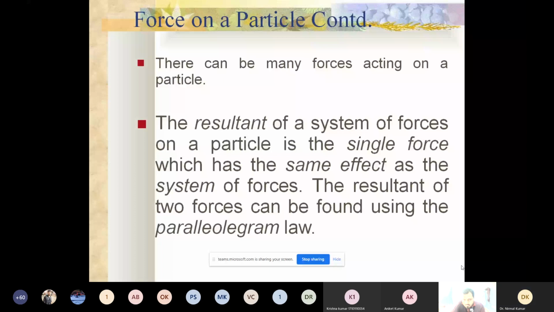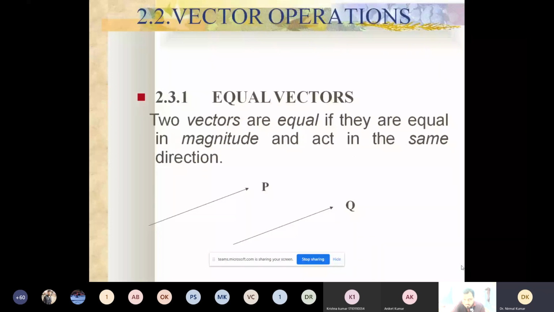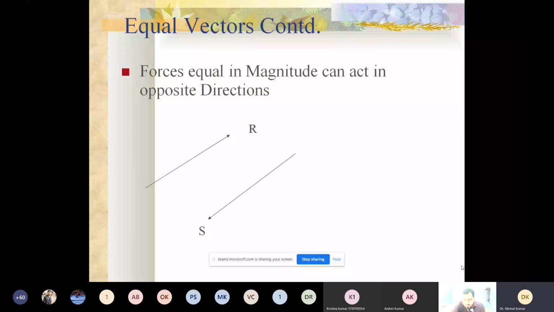And before that, what is the concept of equal vectors? Two vectors are equal if they have the same magnitude and act in the same direction. As for example, P is parallel to Q and both have equal magnitude. But now you see another type of vector. The magnitude of force is equal, but both are acting opposite to each other. This is another type of concept of vector. The vector is equal but opposite in sense.